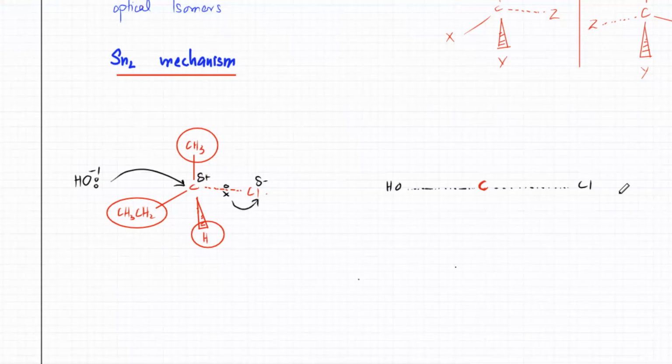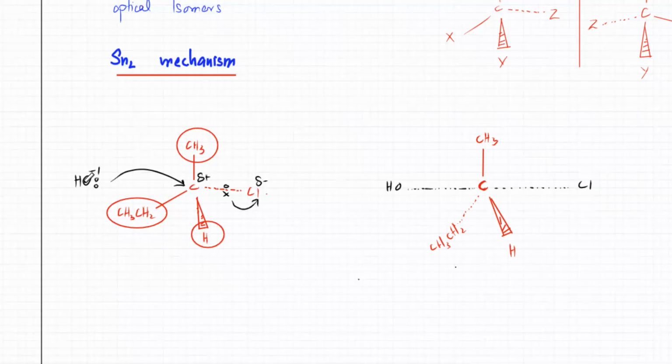What will happen to the other bonds? The other bonds would look like this: there's going to be a CH3 on the top. There's going to be an H, and let's say this is your CH3, CH2, and you'll have OH over here. So that's our second step.